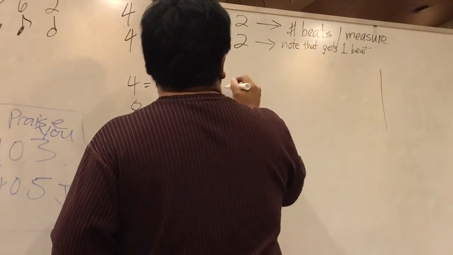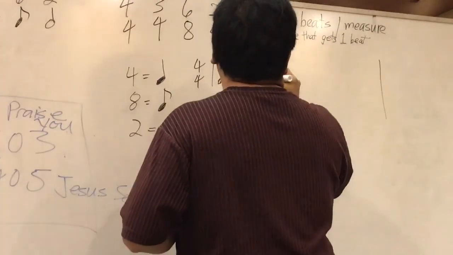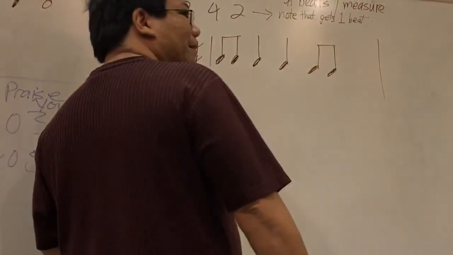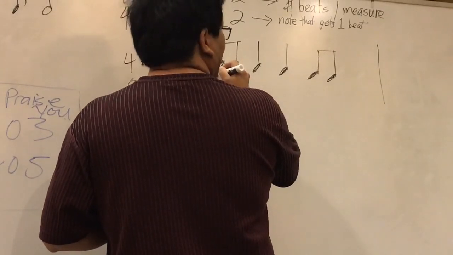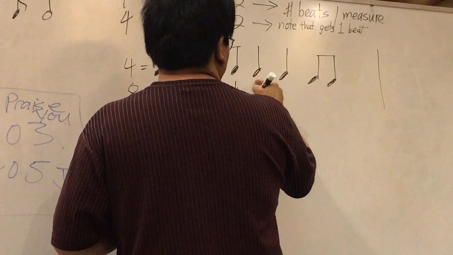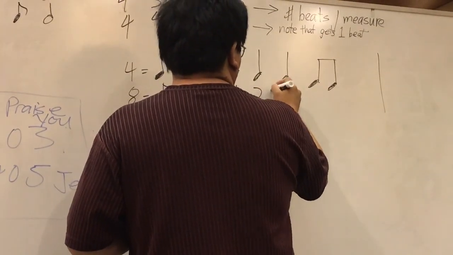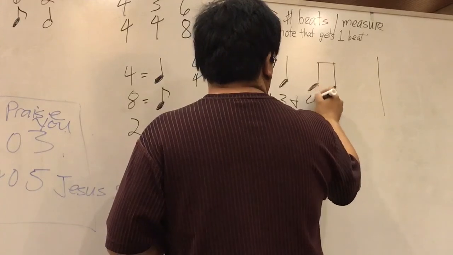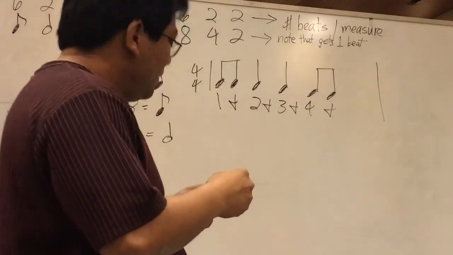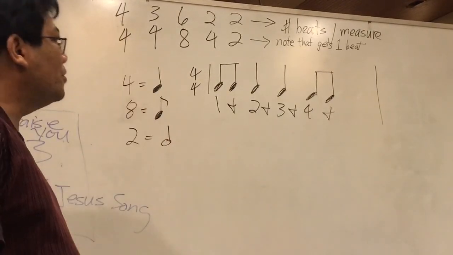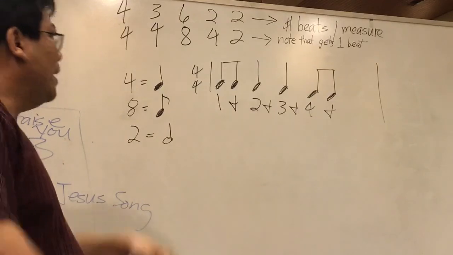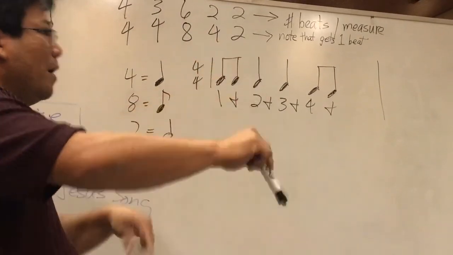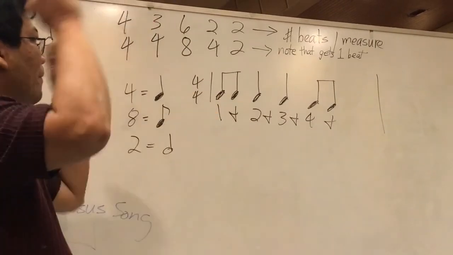Back to 4/4. Okay, how do we sing that now? This is beat 1, this is the 'and' of the 1, then this is 2 and this covers the 'and', and this is 3, 3 and, 4 and. Okay? Let's sing that now. 1 and 2 and 3 and 4 and, again. 1 and 2 and 3 and 4 and.